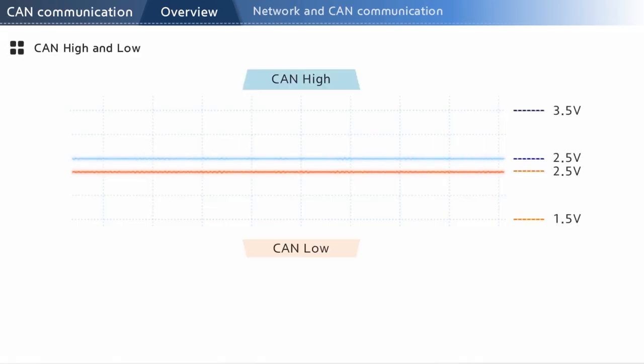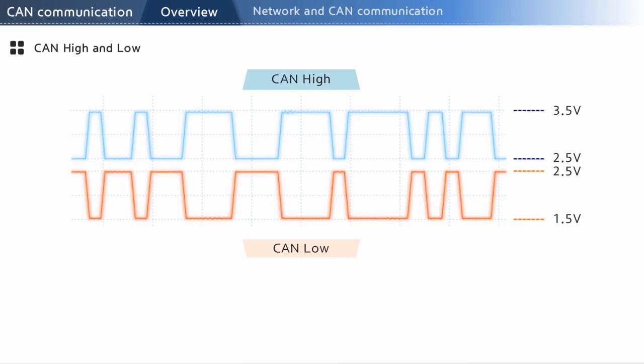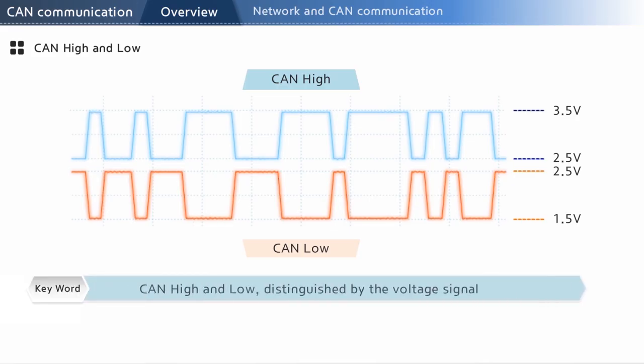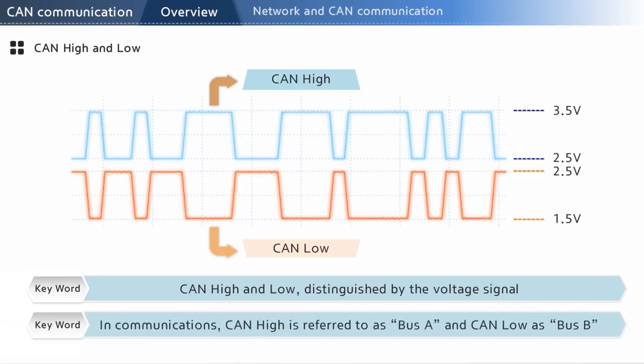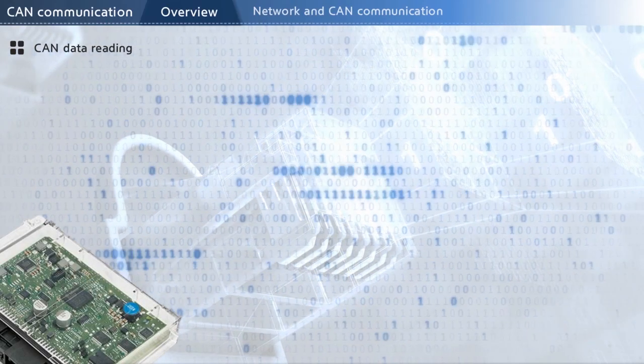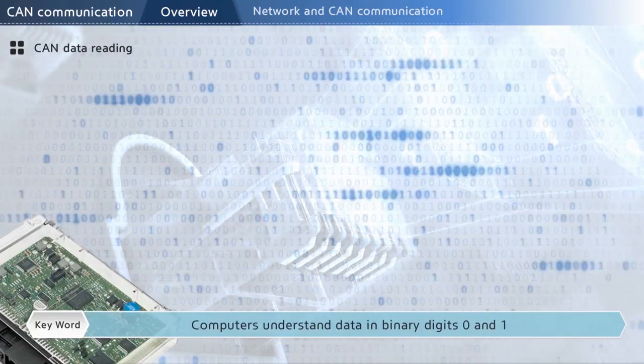Let's take a closer look. One goes up from the base 2.5 volt to 3.5 volt. The other goes down from 2.5 volt to 1.5 volt. The upper waveform is from what we call CAN high, and the other from CAN low. In communications, CAN high is referred to as bus A, and CAN low as bus B. The contrasting waveforms from the high and low lines represent the language of binary digits 0 and 1.